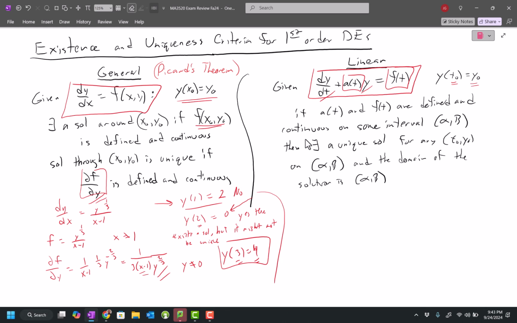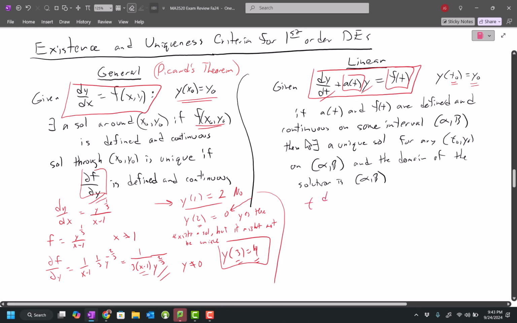So for example, if I had the differential equation t dy/dt plus 4y equals the square root of t plus 2, my first job would be to put this in standard form. I'd have to divide through by t. Dividing through by t yields this differential equation. And now I would just analyze a of t and f of t.